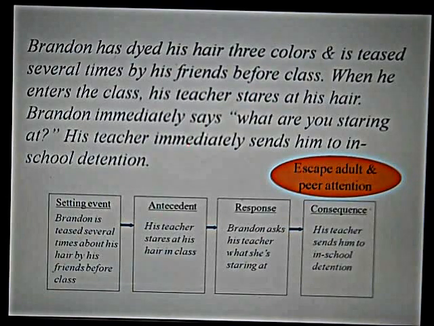He was overwhelmed with attention that he did not want. Attention on his hair that his hair bore. So as a means to escape the adult and peer attention, Brandon demonstrated the following behavior, which led to the consequence.